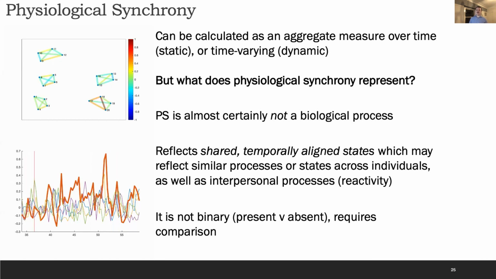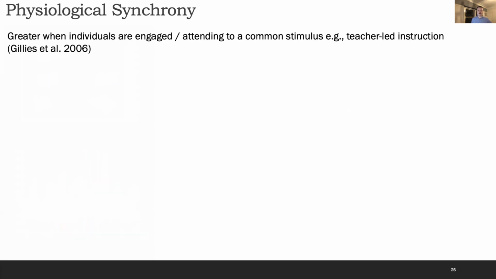But another misconception is that people say, was there synchrony or was there not synchrony? And it's not a binary present or absent thing. It requires a comparison. It is a comparative measure where you say more synchrony or less synchrony. It's essentially how similar people's physiological states are. A very common thing that you'll see in the classroom is that when people are engaged in a similar activity, or attending to a common stimulus, like listening to the teacher, you'll see a large increase in synchrony.